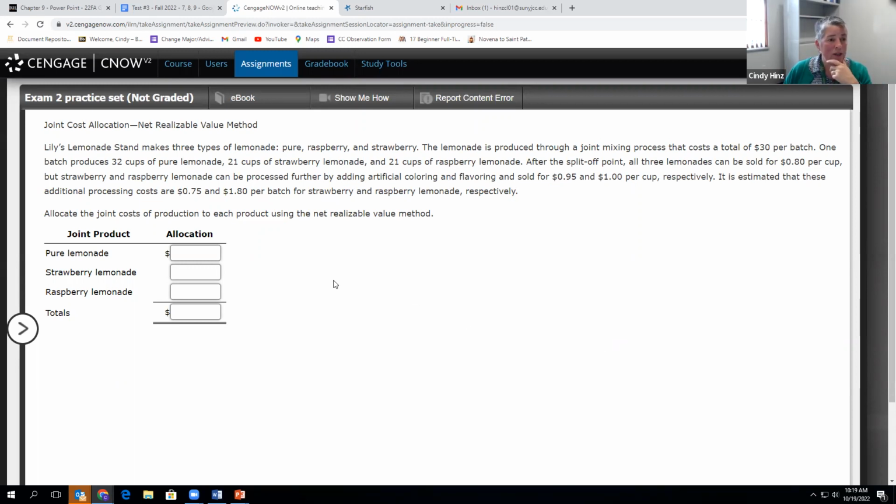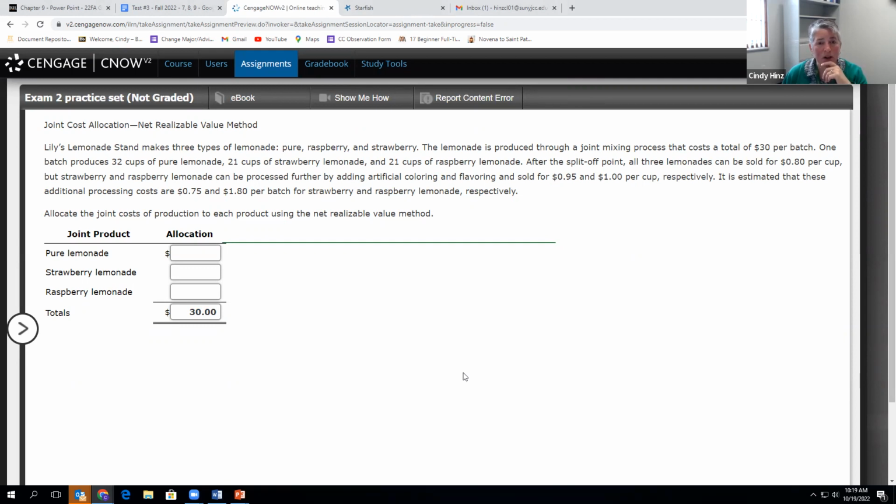Joint cost allocation, net realizable value method. So let me again set up my table here. Okay. Lily's Lemonade Stand makes 3 types of lemonade: pure, raspberry, and strawberry. The lemonade is produced through a joint mixing process that costs a total of $30 per batch. And so we know that it's the $30 joint cost that we need to allocate to each of the products.